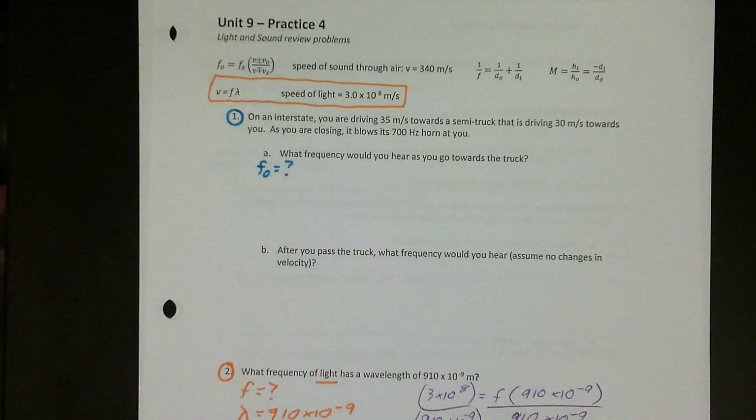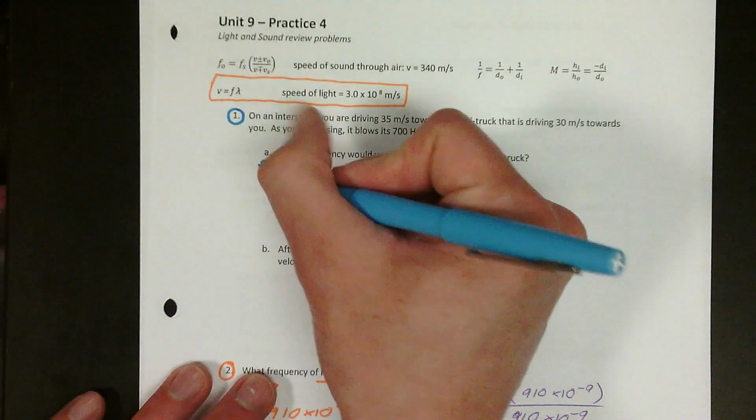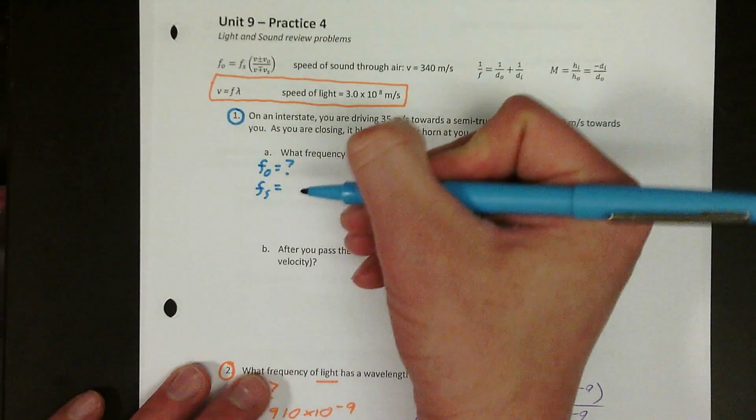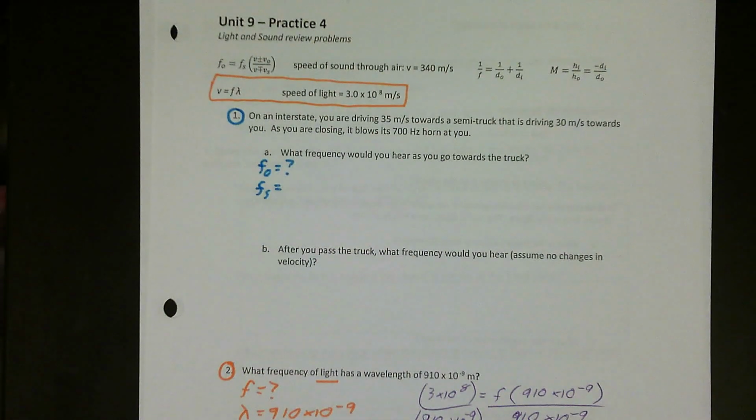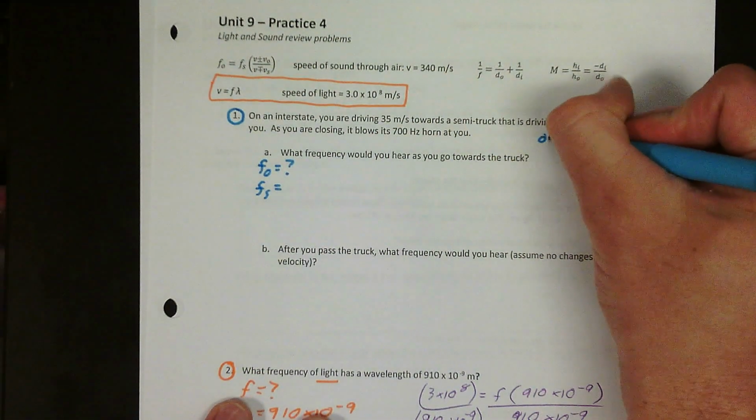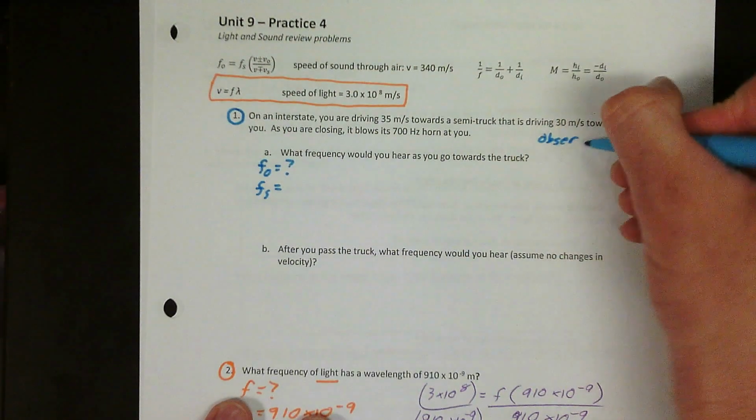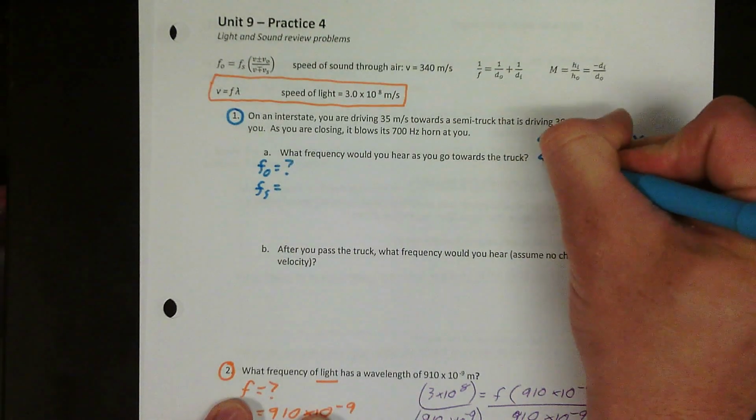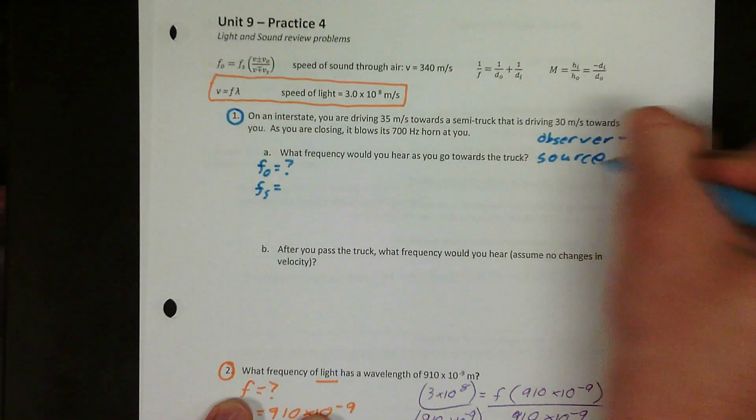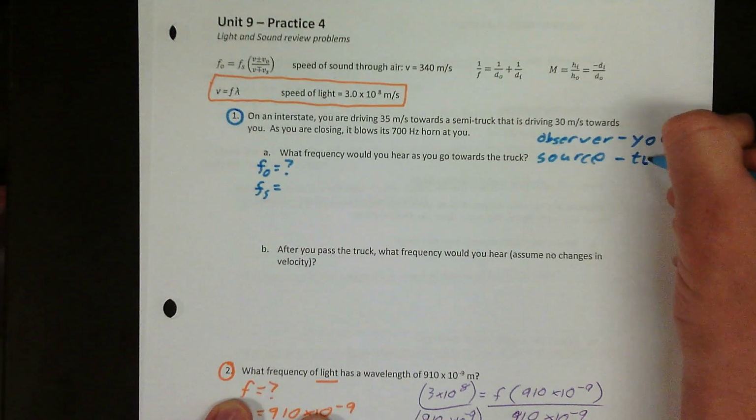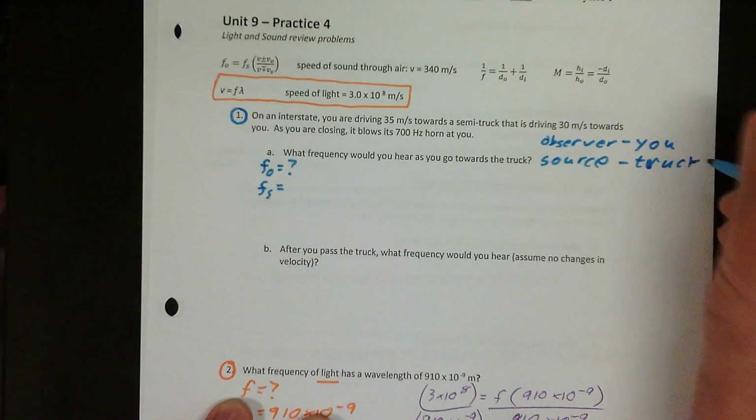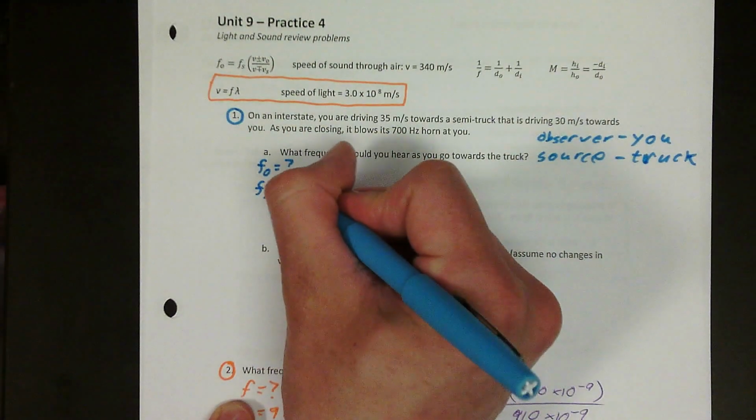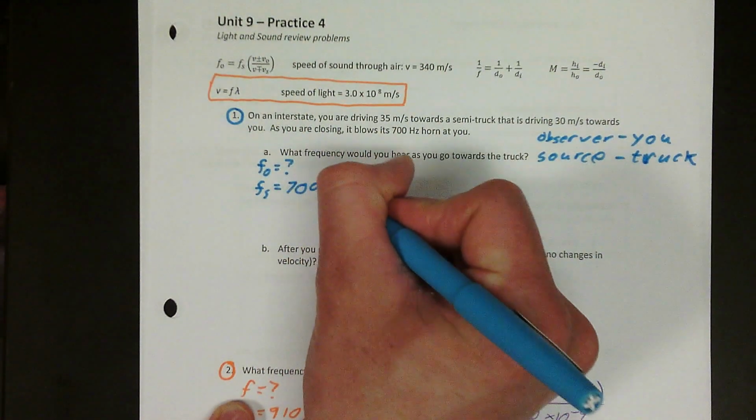That's FO, what you observe. FS is the sound that's produced, the source sound. So we should probably figure out who's the source and who's the observer. The observer, the person who hears the sound, is you. And the source, the person who's making the sound, is the truck. So FS is the sound the truck would make, which is a 700 hertz horn.